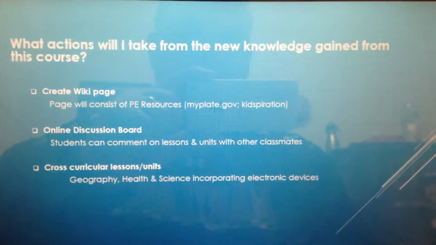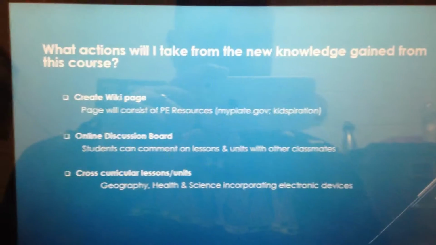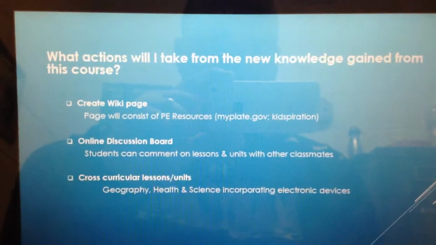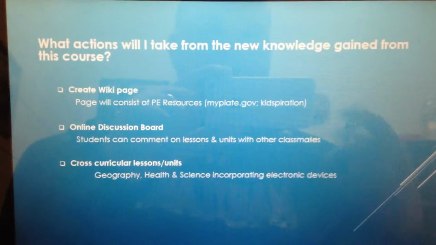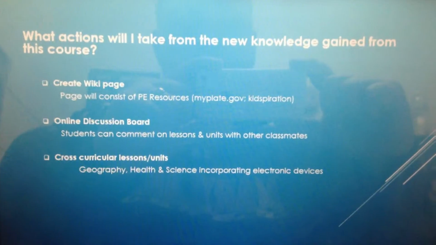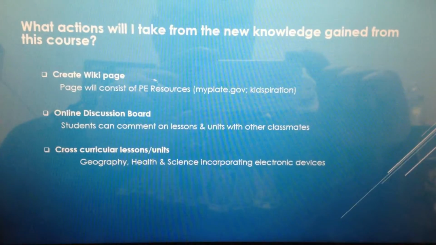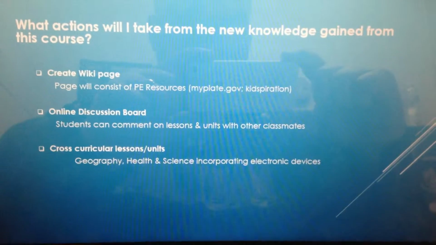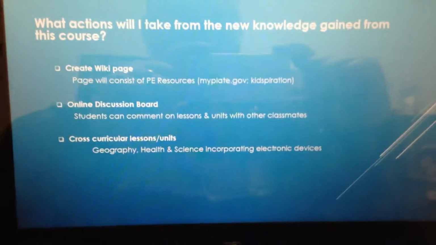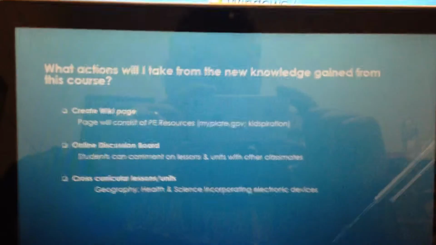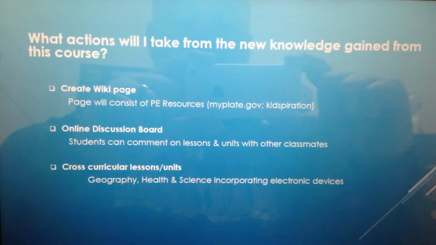I'd like to focus on 3 things: geography, health, and science, incorporating the electronic devices. With geography, I notice a lot of times when I say things like the city of Annapolis, or certain geography locations, students will look at me blankly. So I'd like to include that in a lot of the moving activities that we're doing, whether I'm using poly spots on the ground, or they're climbing around, and there are pictures of certain geographical locations around the gym. I would like to be doing that.